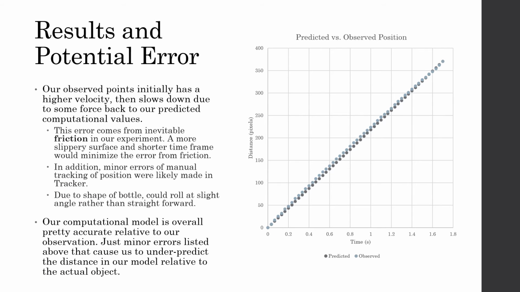Now for our results and potential error. After adjusting the tracker points to the same as our computational, you can see the graph there. You can see the observed has a slight curve, which shows that it is slightly decreasing in speed. This leads us to underpredict some of our values in our computational model, although very slightly. We expect this error to come from friction in our experiment, which we knew was inevitable. In addition, there could have been manual errors in tracking the position each frame, and also, due to the shape of the bottle with the center of mass, it could roll at a slight angle rather than straightforward. However, our overall model is still pretty accurate. There are just some minor errors as listed previously.